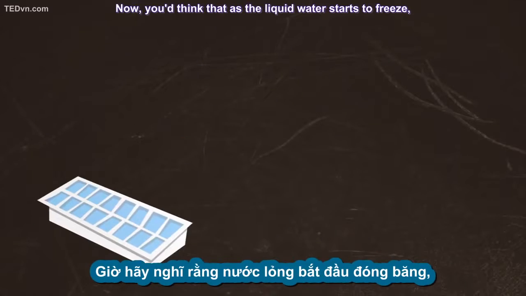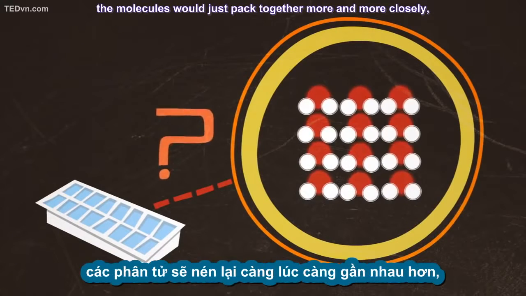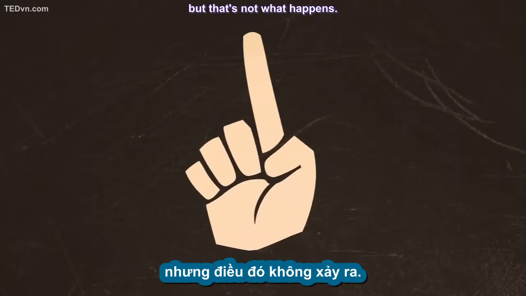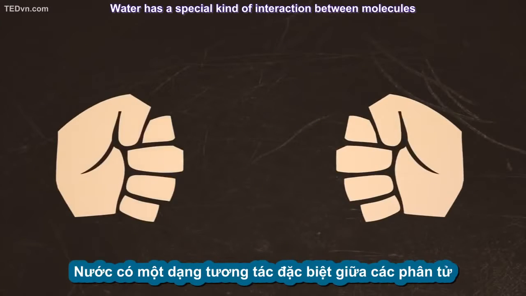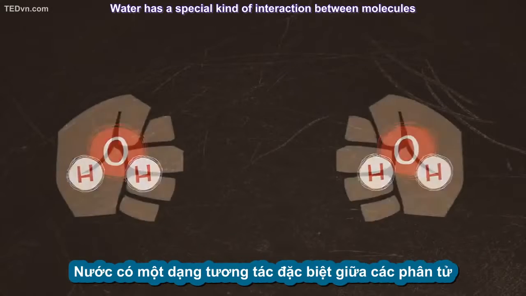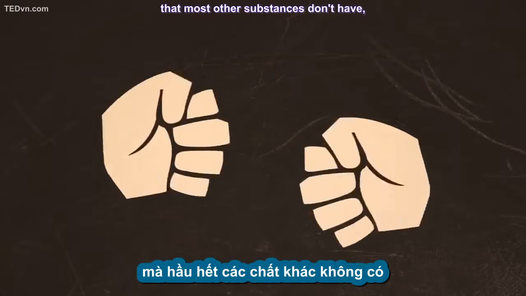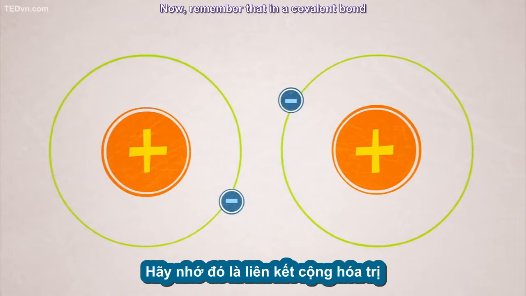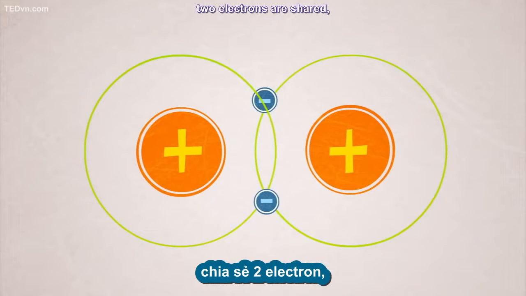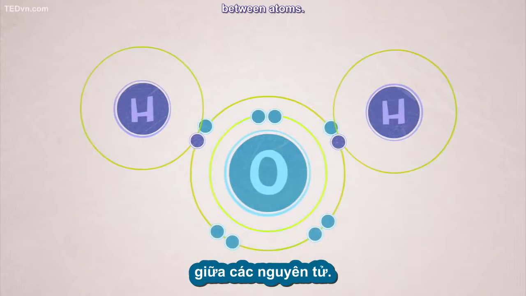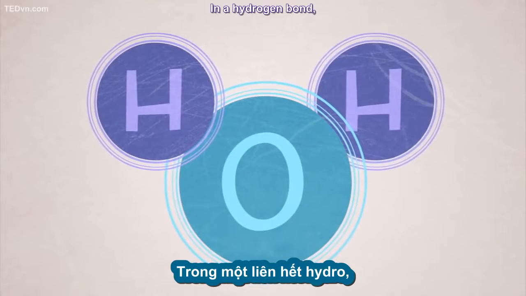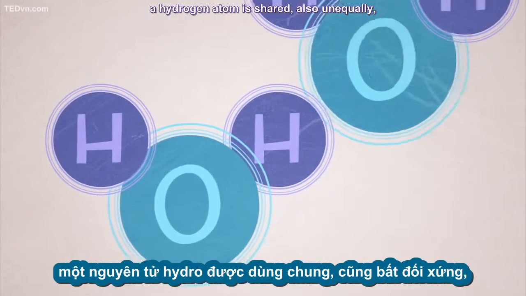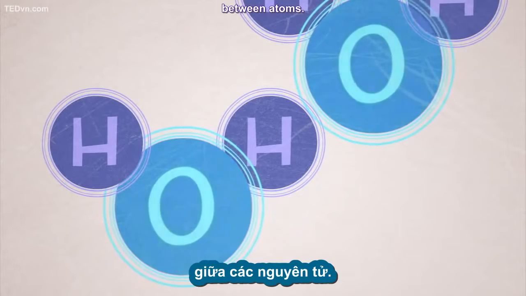Now you'd think that as the liquid water starts to freeze, the molecules would just pack together more and more closely. But that's not what happens. Water has a special kind of interaction between molecules that most other substances don't have, and it's called a hydrogen bond. Now remember that in a covalent bond, 2 electrons are shared, usually unequally, between atoms. In a hydrogen bond, a hydrogen atom is shared, also unequally, between atoms.